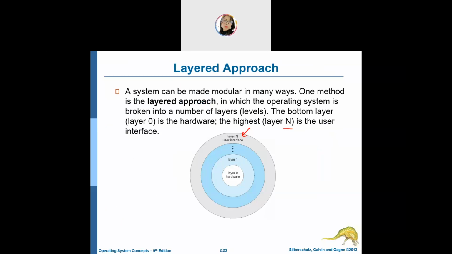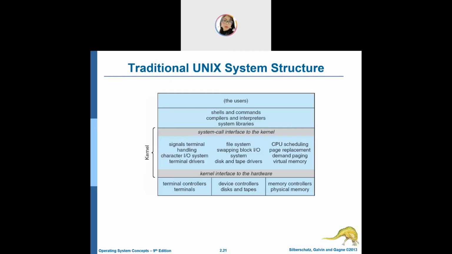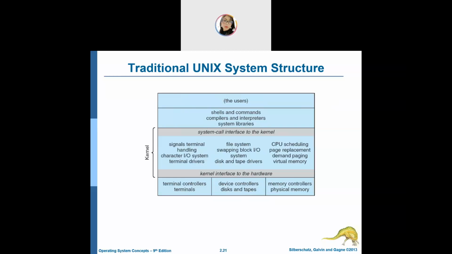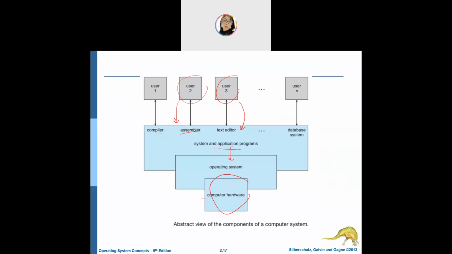Here is the second one after your monolithic structure, which is your layer approach. One method for making the system modular is the layer approach, in which the operating system is broken into a number of layers. So you divide it into several layers. The bottom layer we call layer zero, and normally it is our hardware. And the highest, layer N, is your user interface. This is quite similar to the old systems. You can see this is your layer zero. This is your top layer, which is your user interface.